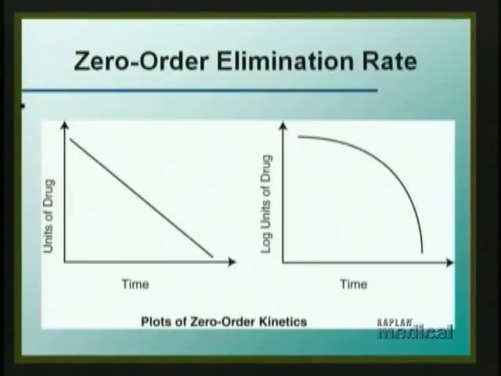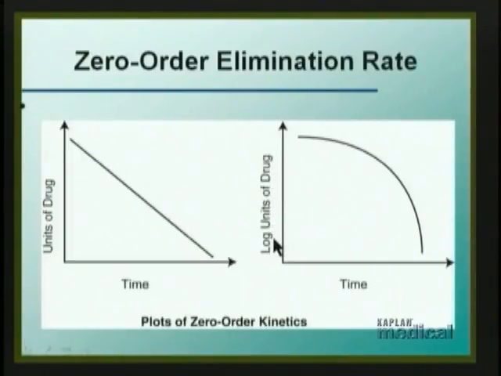You see that on the plots of zero-order kinetic, you have another curve on the right. That curve is not really useful in pharmacokinetic. It's useful for you to recognize on an exam question. The only difference with the curve to the left is the y-axis. On the y-axis, what is plotted here is the log of the units of drugs.